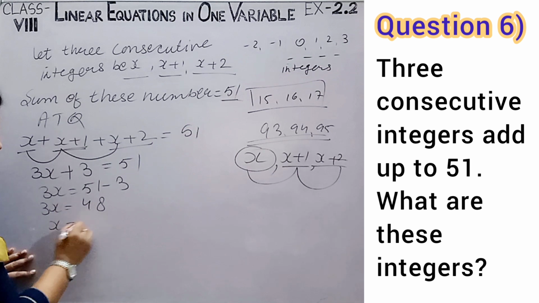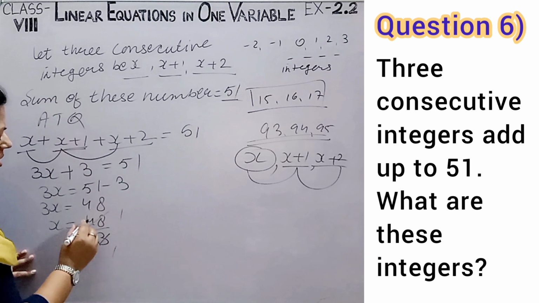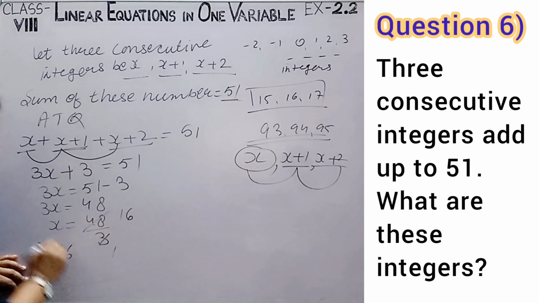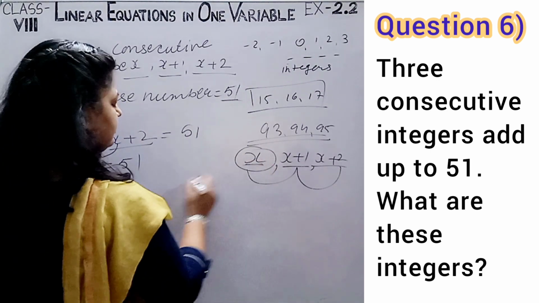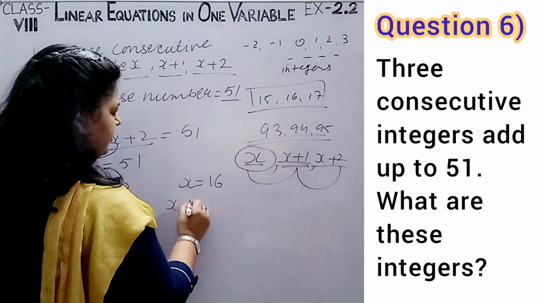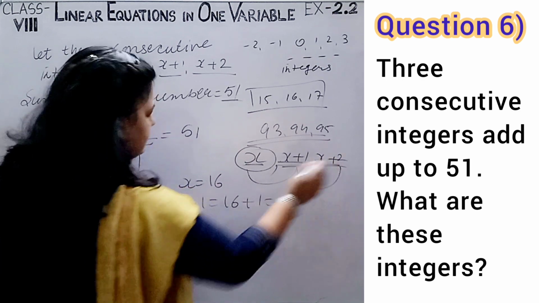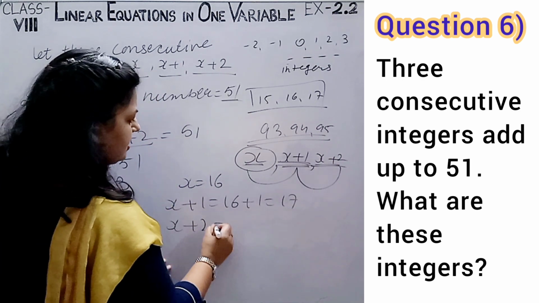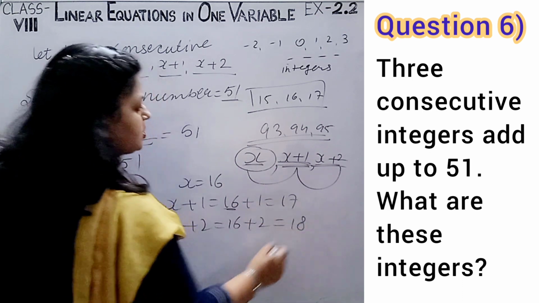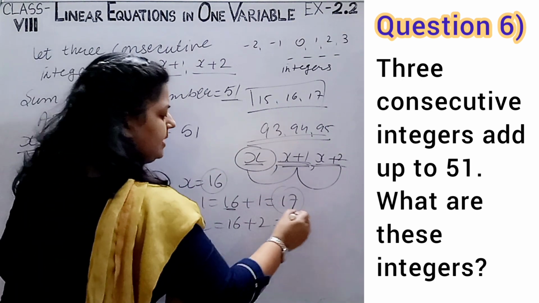Now again transposing, 48 by 3. 3 ones are 3, 3 sixes are 18. It means x equal to 16. Now the first number, which is x, equal to 16. Second number, x plus 1, which is 16 plus 1, and we get 17. Third number is x plus 2, this is 16 plus 2. It means 18. So our 3 consecutive numbers are 16, 17, 18.